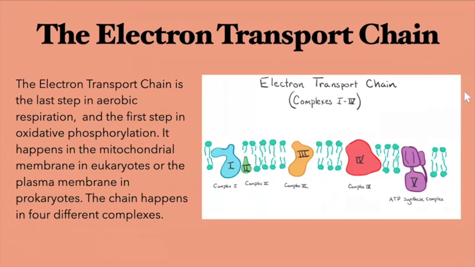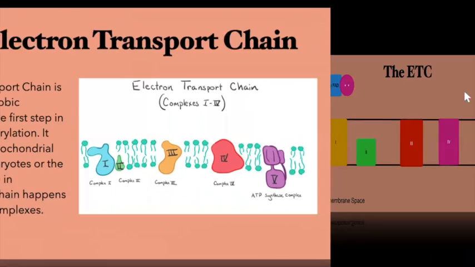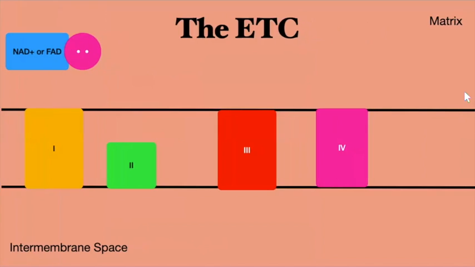The electron transport chain is the last step in aerobic respiration and the first step in oxidative phosphorylation. It happens in the mitochondrial membrane in eukaryotes and the plasma membrane in prokaryotes, and it also happens in 4 different complexes. So the electron transport chain begins with the electron carriers NAD plus or FAD, and they deliver the electrons to the first complex.